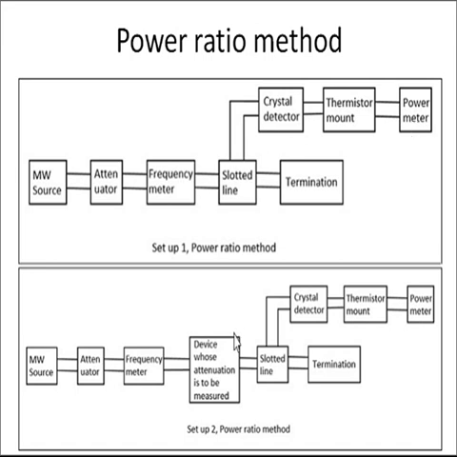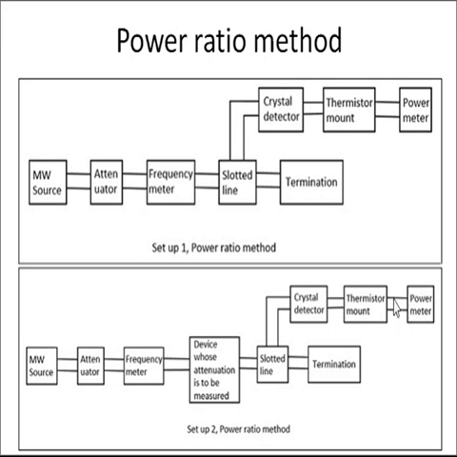Next, the device which provides the attenuation is added in between the frequency meter and the slotted line. This is the device providing the attenuation, and we want to know the attenuation done by this particular device. Again the source will generate the signal, and it will be transmitted through a series of devices onto the receiver side. On the receiver side the crystal detector will detect the received signal level, and that level will be indicated by the power meter.